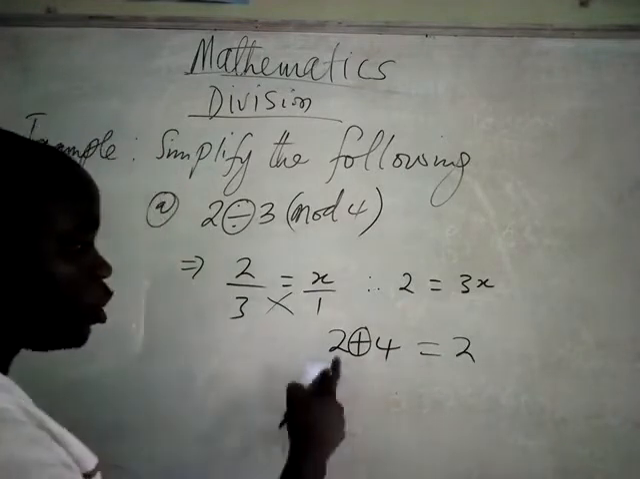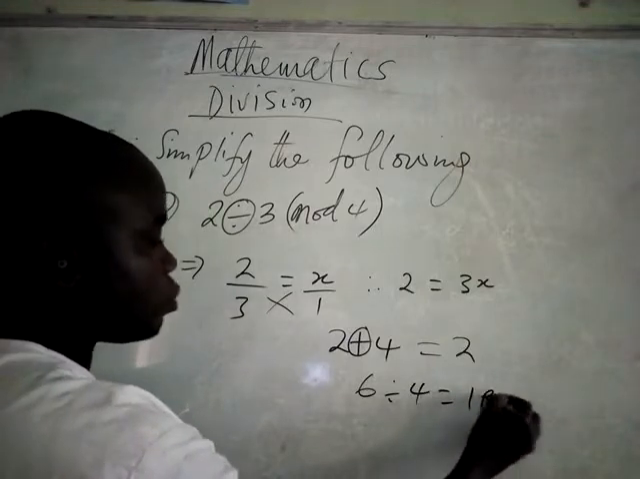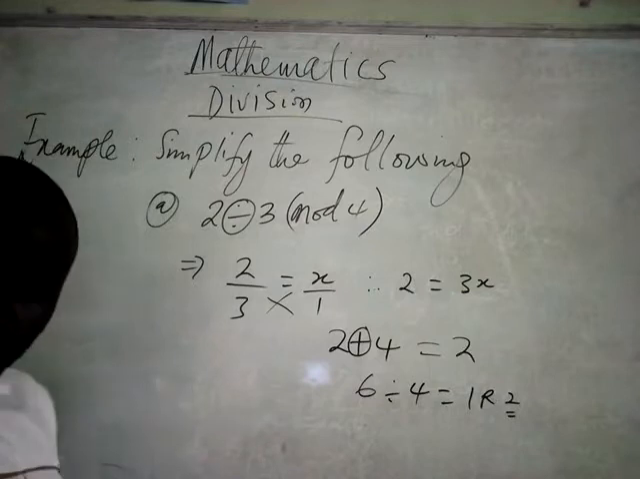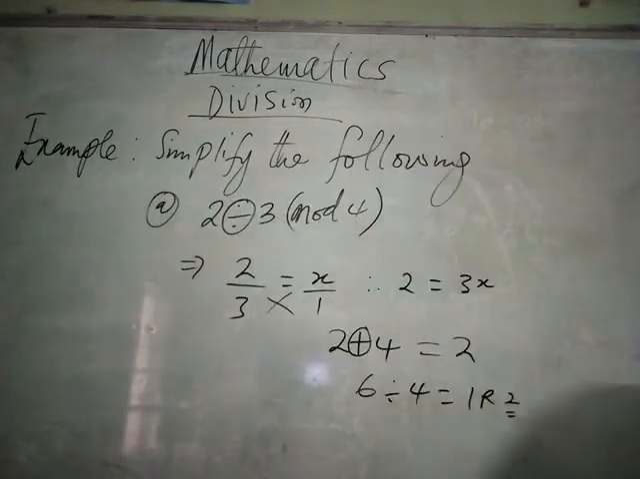Or let's prove that: 2 plus 4 is 6. Divided by 4 is going to be 1 remainder 2. Remember we said the remainder is the answer. So you can see that 2 plus 4 in mod 4 is equal to 2. You understand?